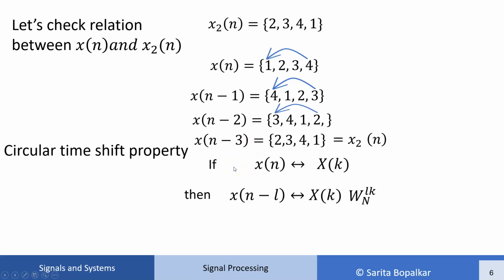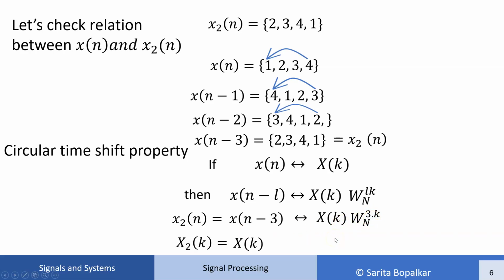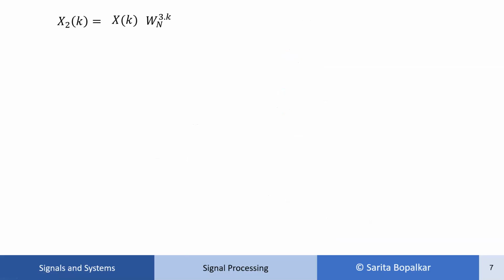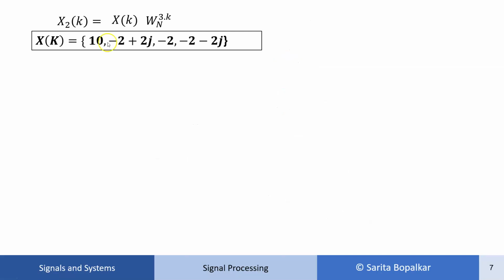Time shifting property: x of n, its DFT is X of k; x of n minus L has DFT X of k W N to the power L k. So here L is 3. Since x2 of n is x of n minus 3, our DFT becomes X of k W N to the power 3k. So x2 of k is nothing but X of k W N to the power 3k.